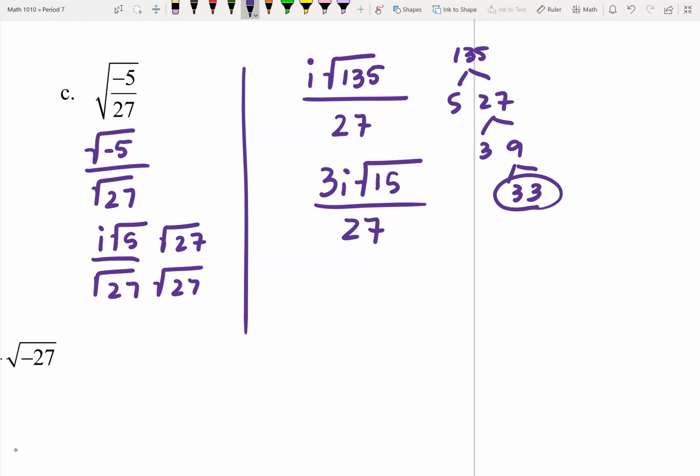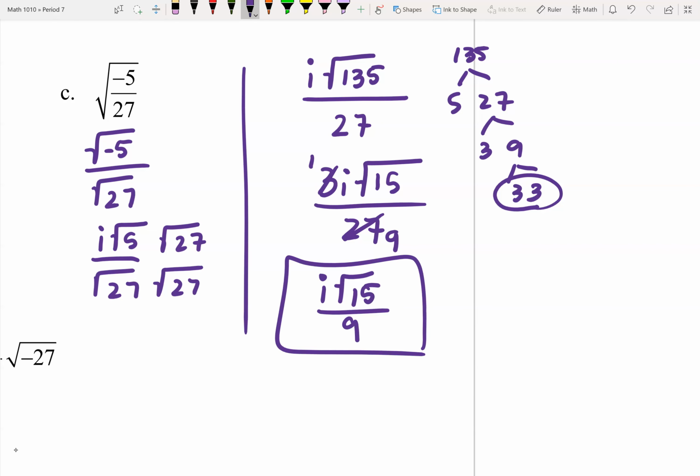Am I done? I am not done. I reduced the 15 and the 27. Is that correct? No, that is not correct. Why not the 15 and the 27? 15's inside the root, you can't do that, right? But I can reduce the 3 and the 27. So 3 goes into 3 once, and 3 goes into 27 9 times. So the answer is i square root of 15 all over 9.